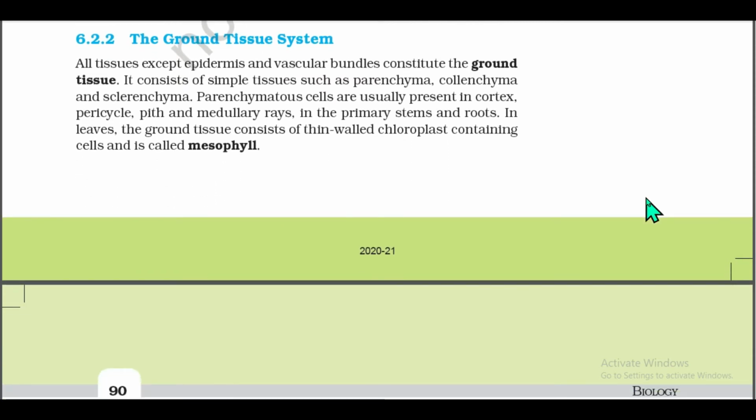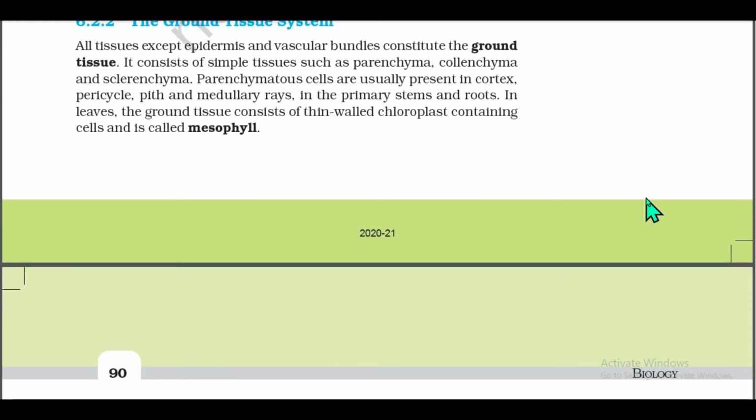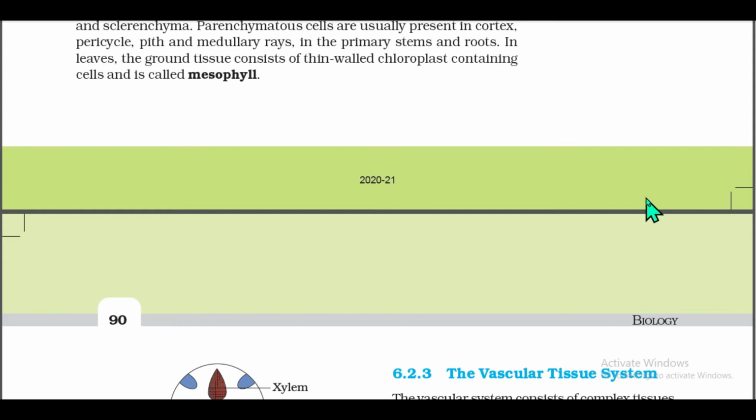6.2.2 The ground tissue system. All tissues except epidermis and vascular bundles constitute the ground tissue. It consists of simple tissues such as parenchyma, collenchyma and sclerenchyma. Parenchymatous cells are usually present in cortex, pericycle, pith and medullary rays. In the primary stem and roots, in leaves, the ground tissues consist of thin-walled chloroplast-containing cells and is called mesophyll.